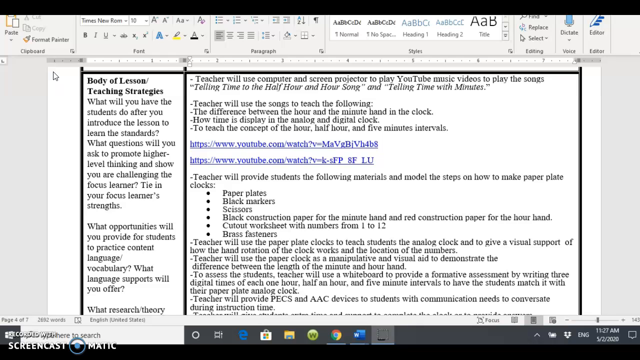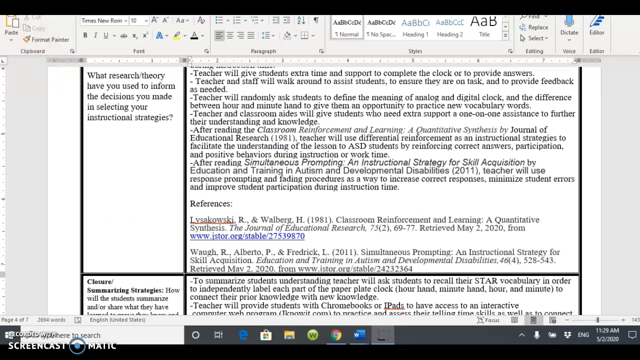Teacher will provide PECs and AAC devices to students with communication needs to converse during instruction time. Teacher will give students extra time and support to complete the clock or provide answers. Teacher and staff will walk around to assist students to ensure they're on task and to provide feedback as needed. Teacher would randomly ask students to define the meaning of analog and digital clock and the difference between the hour and minute hand to give them an opportunity to practice new vocabulary words. Teacher and classroom mates will give students who need extra support one-to-one assistance to further their understanding and knowledge.